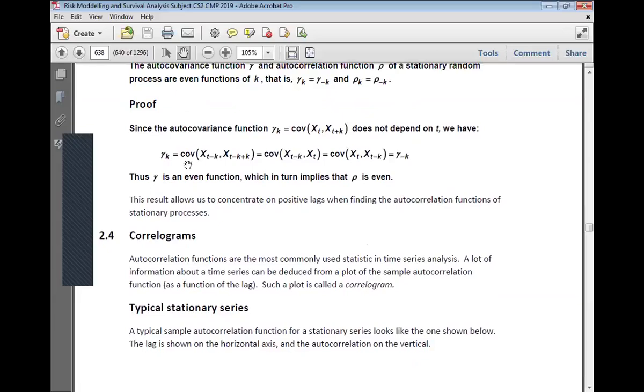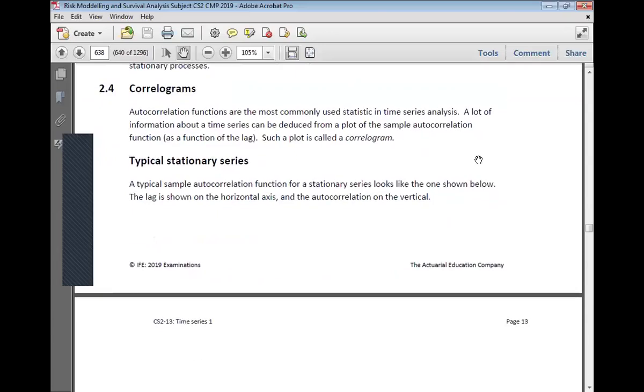So if I know that my gamma is an even function, I know that my autocorrelation, which is denoted by rho, is also an even function. That is just a nice result which you can use to figure out the negative lagged values when you know the positive lagged values for the same lag. Okay, so now we'll have a look at various kinds of time series, the typical time series that you observe.